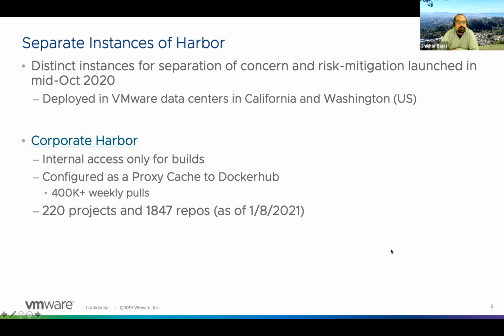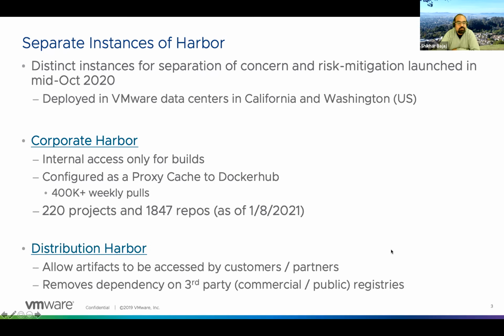As of last week, we were seeing 400,000 plus weekly pulls through the proxy cache. It just gives you an indication of the amount of volume that VMware was using from a third party, which in a way was very surprising to us. We knew as a company that we made extensive use of Docker Hub, but seeing these numbers, and this has been growing on a weekly basis since we implemented the proxy cache in mid-October. Right now, as of last Friday, there were 220 projects hosted within this instance and almost 1,900 repos. And that number is just continuing to grow on a weekly basis.